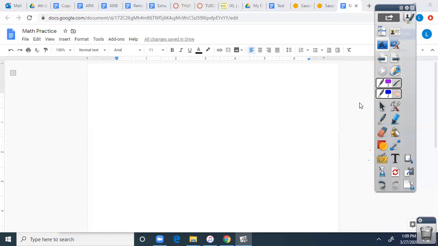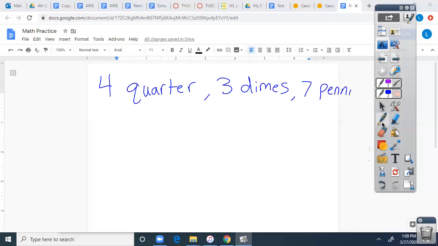The first type of question you're going to see on today's homework and on your test on Friday, you're going to see questions that say, you have 4 quarters, 3 dimes, and 7 pennies. How much money do you have total? Okay, so the most important thing for this, you need to line up your decimals. Okay, so you have to figure out how much money that is, and you have to figure out how much money that is, and you have to figure out how much money that is, and then you need to add them all together.